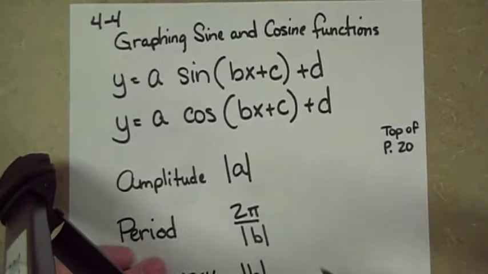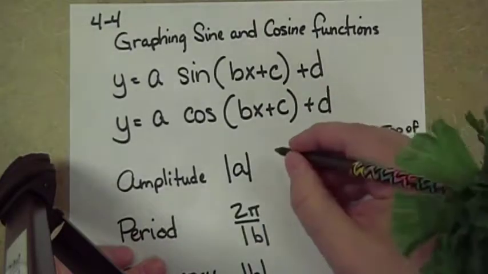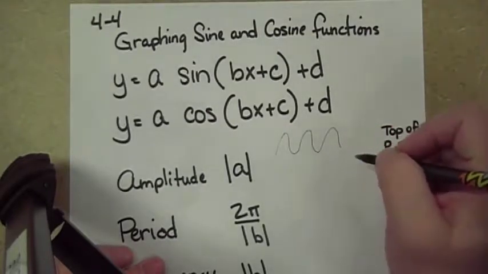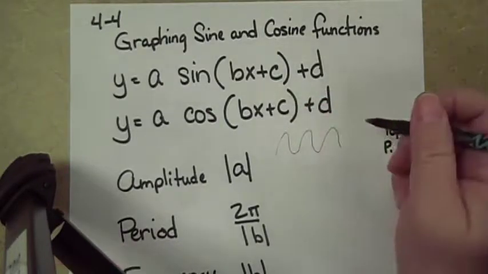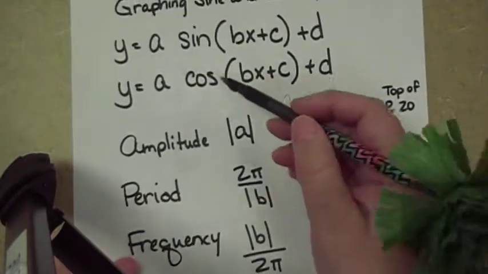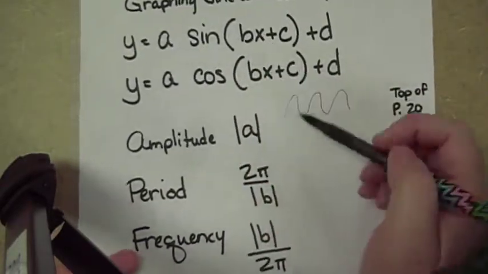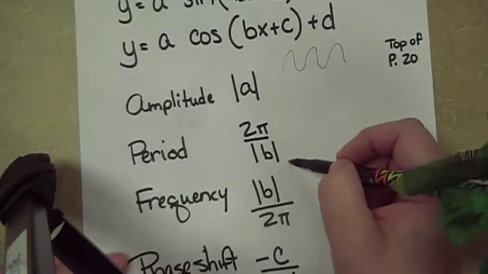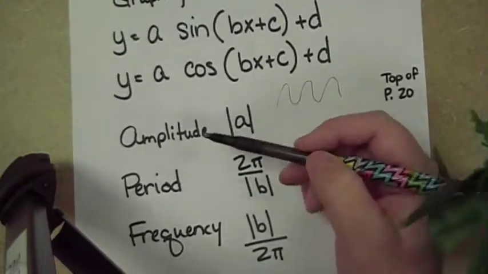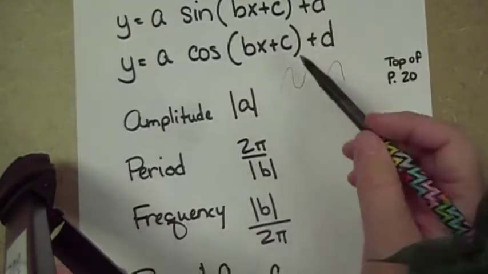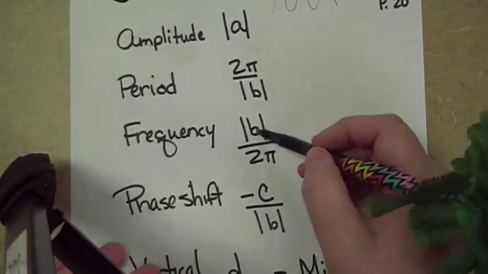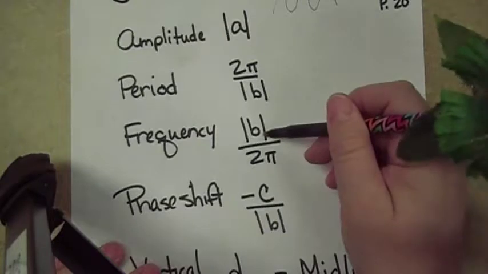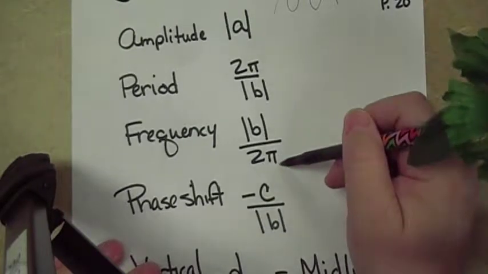The graphs of these are the wavy lines, the frequency like you have for sound waves. That's what these equations will do. The amplitude is the a value right here. The period is 2 pi divided by the absolute value of b, which is this one right here. The frequency, that's how many of these little humps there are, is the absolute value of b divided by 2 pi.